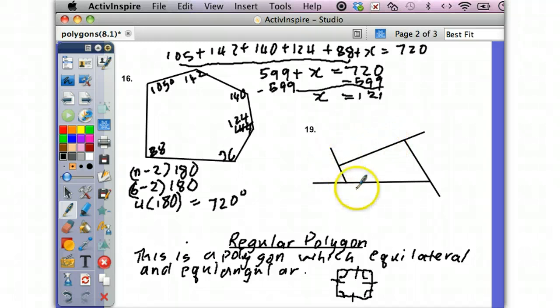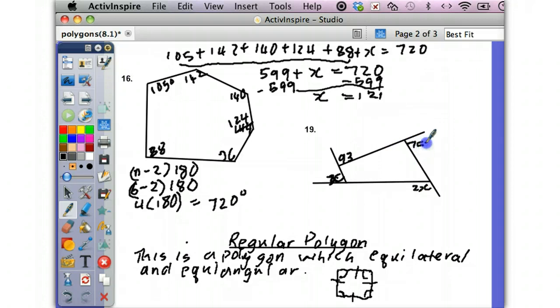How about this one with the exterior angles? Let's take a look at this one as we close off our time here. This is number 19. I'm going to put the numbers in here. 93, all right? That's one exterior angle. What's the other one? That's X. And the other exterior angle? That's 2X. And finally, that's 75.